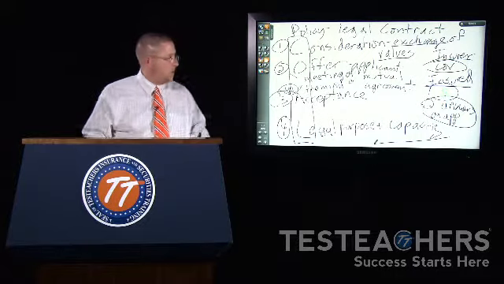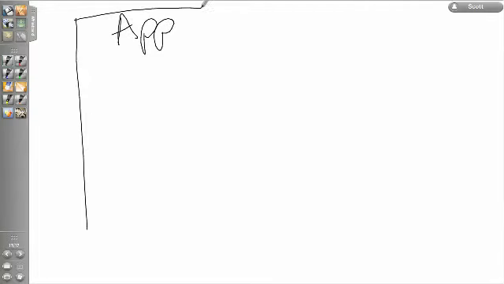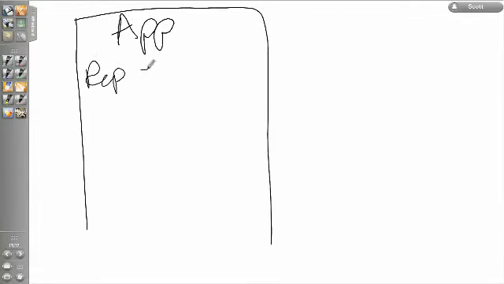Next paragraph, representations. Okay, so 2 things. We've got the application. And the applicant's filling it out. They have representations, which are truth to the best of their knowledge.